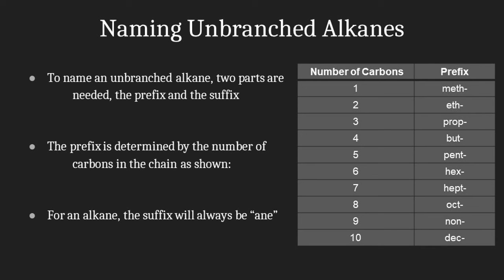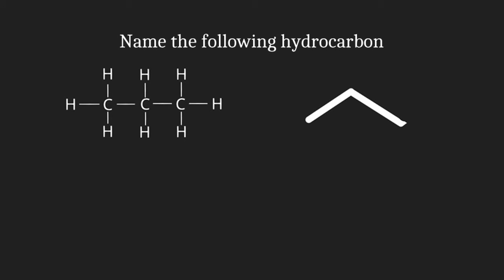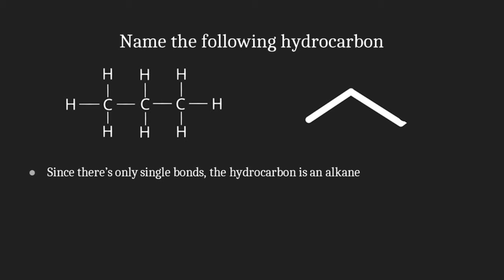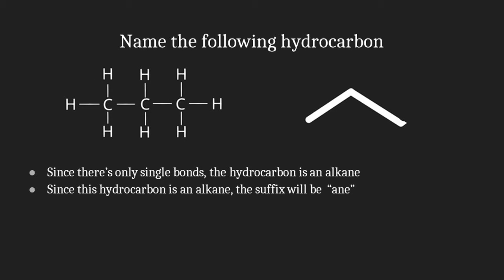And for an alkane, the suffix will always be -ane. So now, let's use these steps to try to name a hydrocarbon, and that's an alkane. We see these 2 molecules below. They're the same molecule, just the left is the structural formula, and the right is the skeletal formula. Since there's only single bonds, the hydrocarbon is an alkane. And since it's an alkane, no matter how many carbons, the suffix will always be -ane.